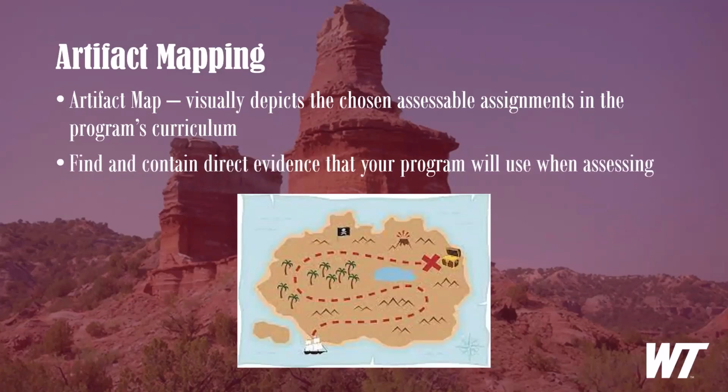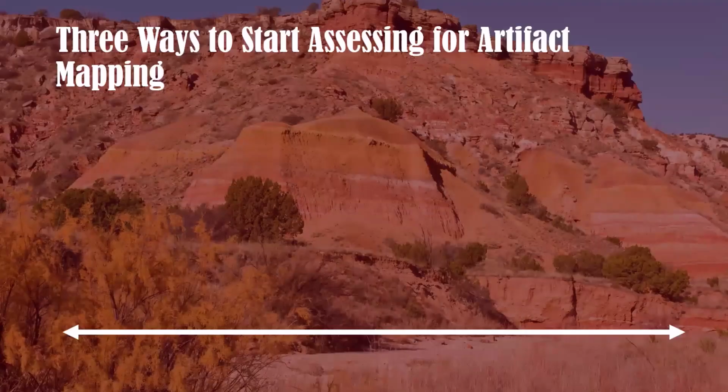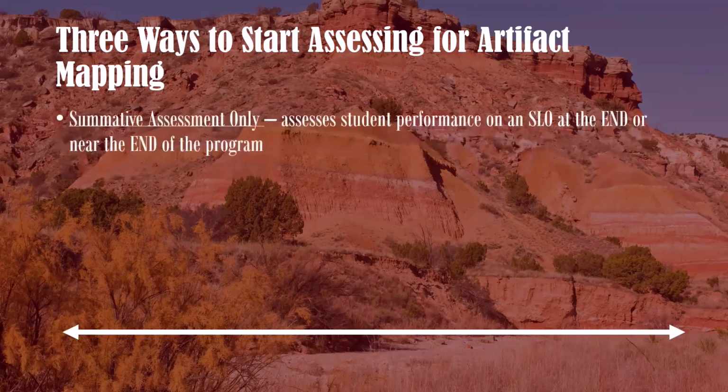use when assessing. One of the first questions most people ask when starting an artifact map is, when do I start assessing? There are 3 different ways to start assessing your program. The first is summative assessment only. This assesses student performance on an SLO at the end or near the end of a program.